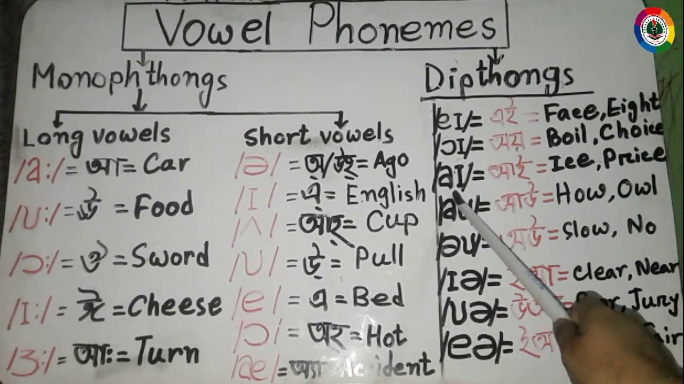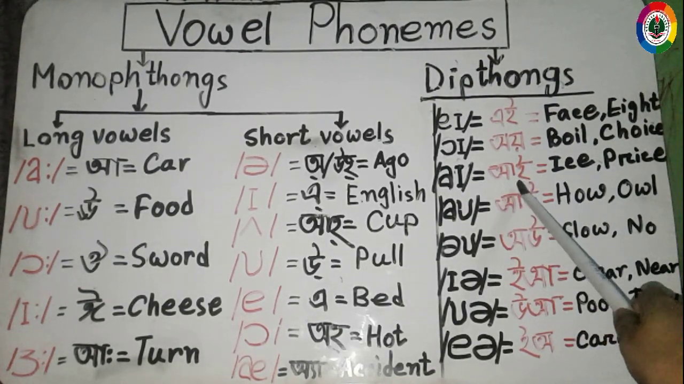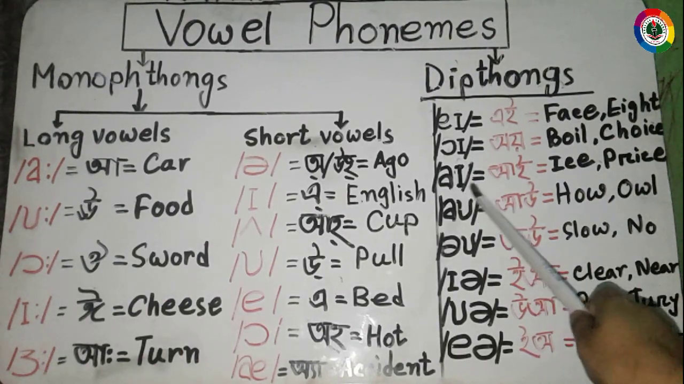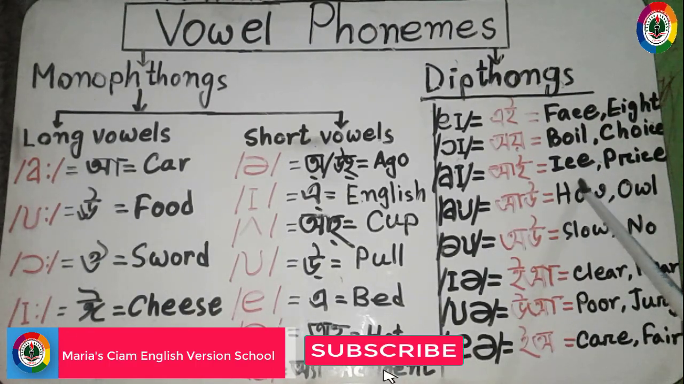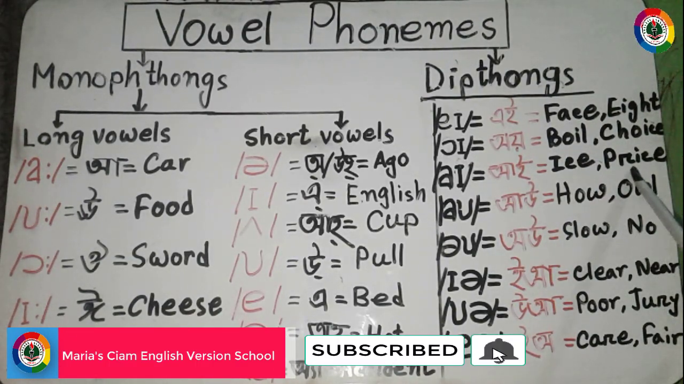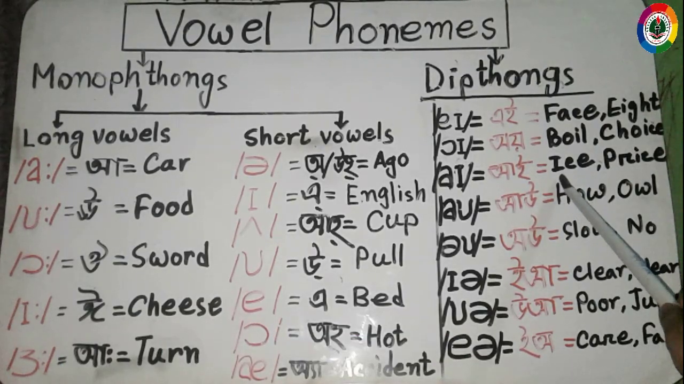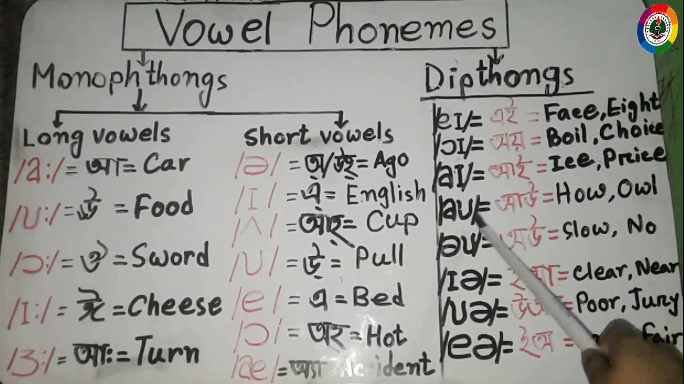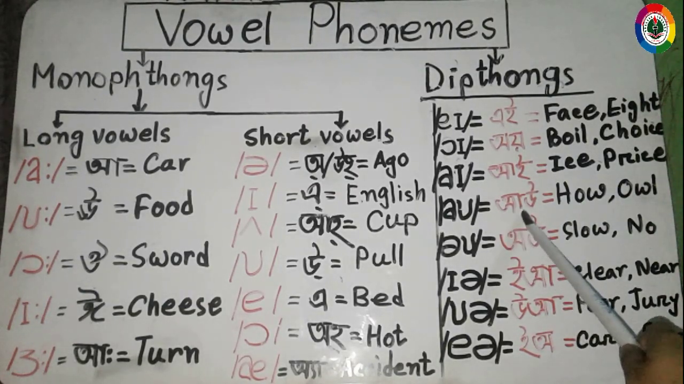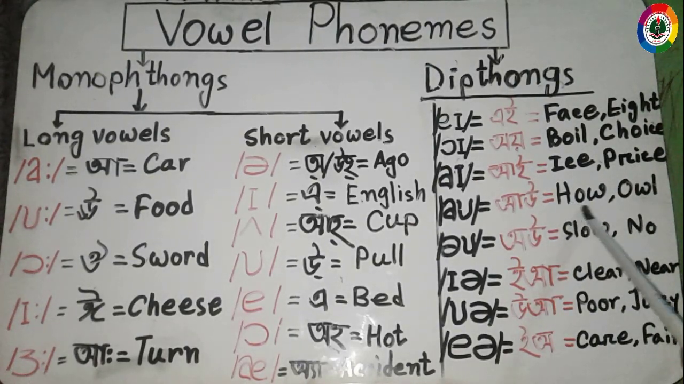Then this sign, A, E, combining I. This diphthong phoneme sign will be altered like I, and the example for this sign would be eyes, cries. You can see how this I is altered like A at first and then E, eyes, cries. Then move to this side, ow. This phoneme sign would be altered like ow. Examples are how, now.